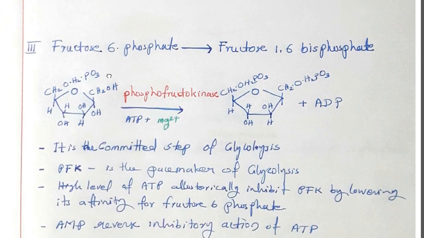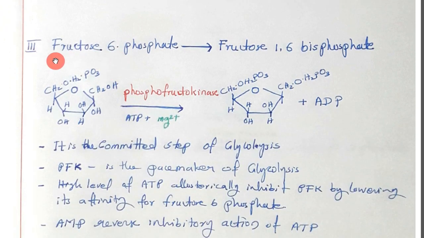Then the third step is fructose 6-phosphate is again phosphorylated into fructose 1,6-bisphosphate. Here the fructose already has a phosphate at the 6th carbon atom. It is again phosphorylated at the 1st carbon atom also to form fructose 1,6-bisphosphate.